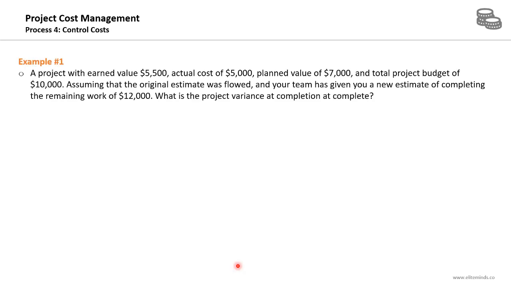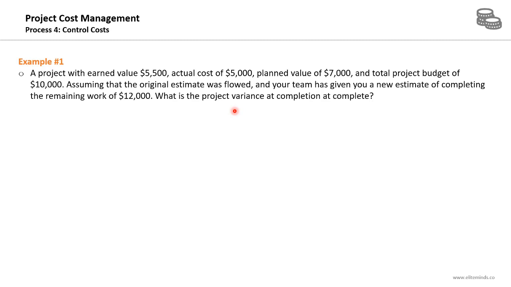Now some examples for the earned value analysis before we move to the outputs of this process. A project with earned value of $5,500, actual cost of $5,000, planned value of $7,000, and total project budget of $10,000. Assuming the original estimate was flawed and is not viable, and your team has given a new estimate of completing the remaining work of $12,000, what is the project variance at completion? This is an important question.